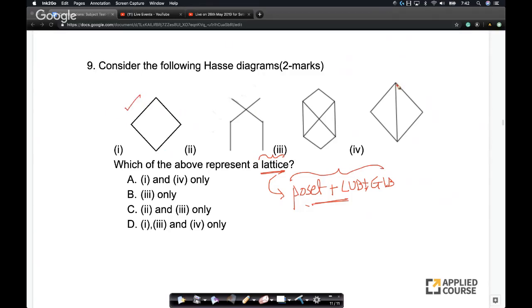So I think there is a small problem with this. If there is no dot here, then this is exactly the same as the diamond, because this is a transitive relation that I can come up with. So I'm assuming that there is a dot. So this is a kite. Kite is a lattice. So this is a lattice. So 1 and 4 are surely lattices, so this cannot be right. So either A or D.